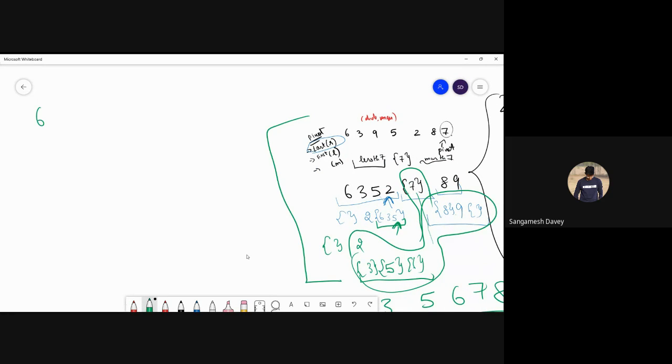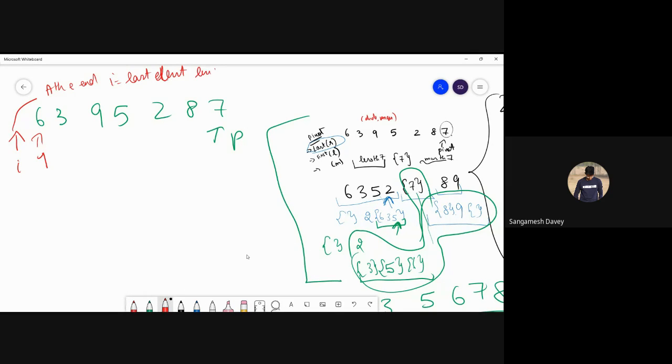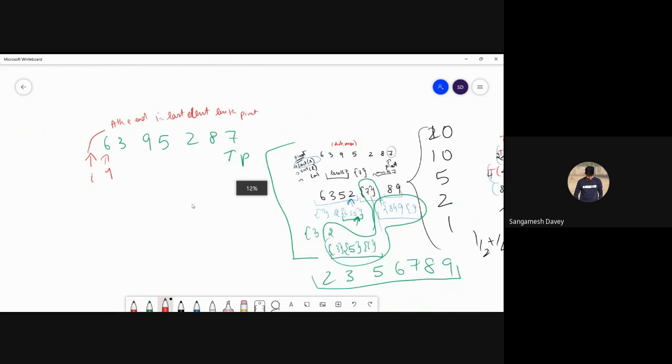So again, same example, 6, 3, 9, 5, 2, 8, 7. This is my pivot element. Now listen to me carefully. I have an i element which points to one thing less than j. You will notice that at the end of the iteration, i will point to the last element lesser than pivot. This is at the end of the iteration. Until then, we'll keep i as it is.